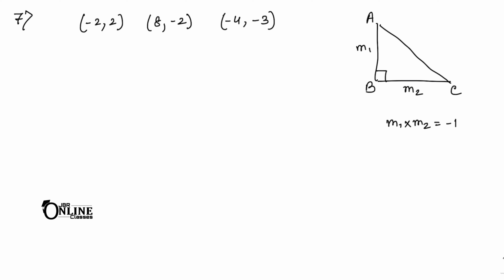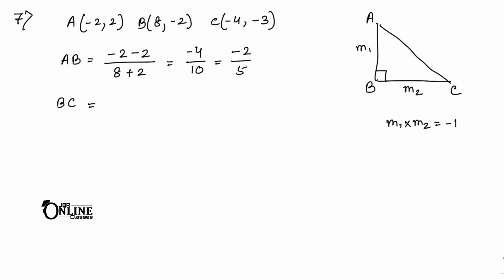So suppose here I don't know which one is A, which one is B. So suppose this one A, this one B, and this one C. So first you have to find out the slope of AB. So slope of AB means minus 2, because y2 minus y1, and then x2 minus x1. That one is minus 4, here 10. So that one equals minus 2 by 5.